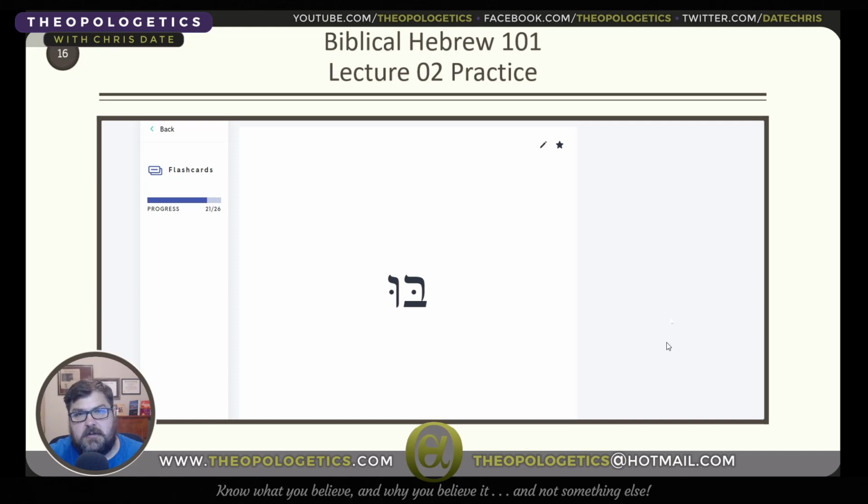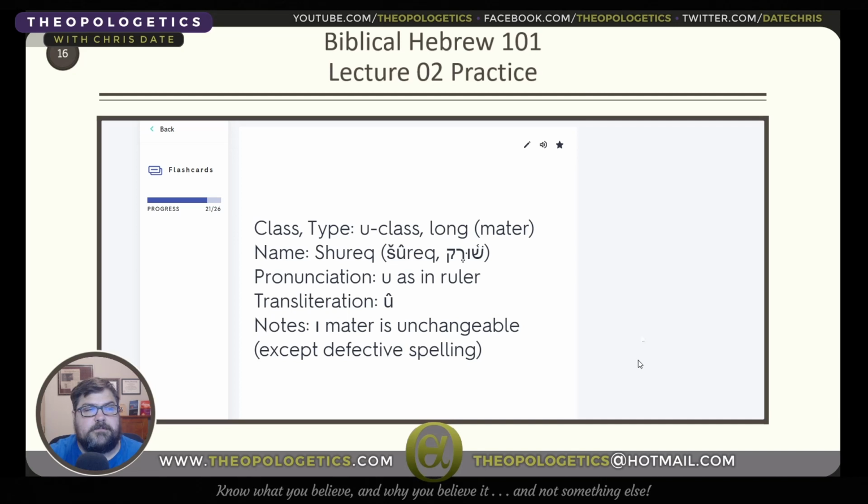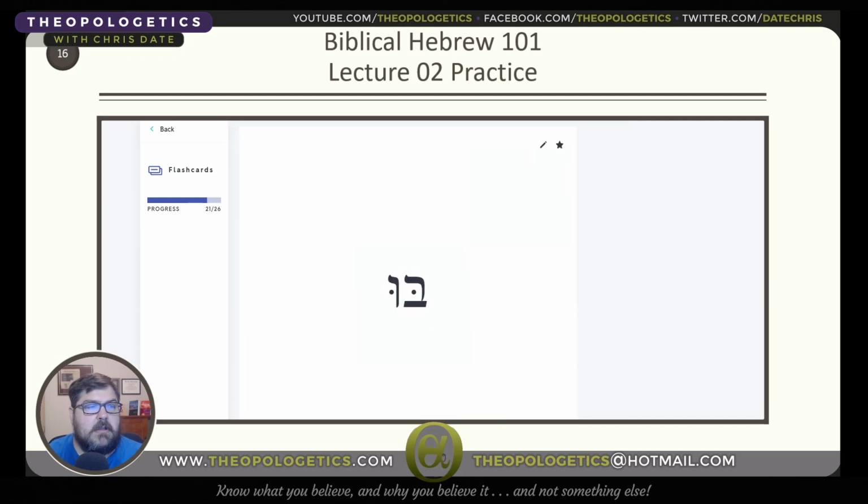and it's transliterated using the English letter U with an upward pointed caret over the top of it. And like all vav maters, this is unchangeable, but it can be left out in defective spelling. Almost done with these nikudot, and then we'll switch to vocabulary.